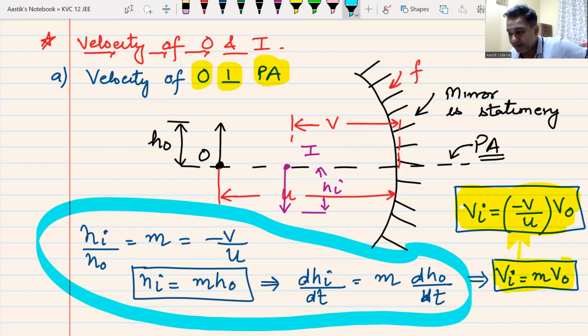Yes, sir. Can you remember this? When the velocity of the object is perpendicular to the principal axis, velocity of image will be minus v by u times velocity of object, or I can write it as m times velocity of the object.